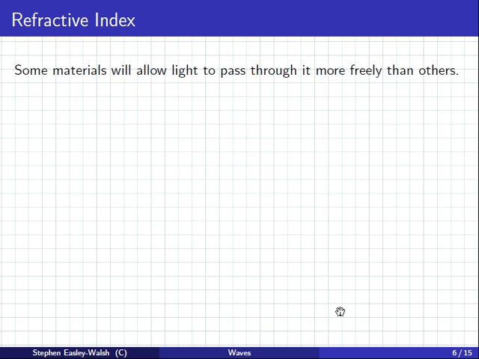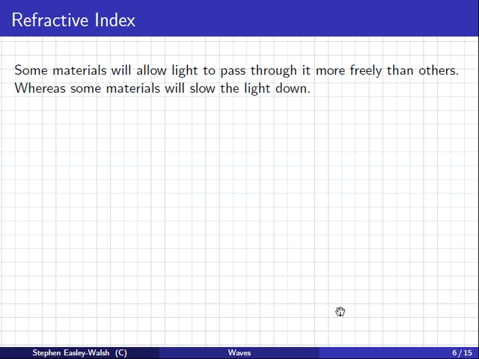Now, some materials will allow light to pass through more freely than others. Obviously, glass lets the light through easily, wood does not. But some materials are even better. So glass maybe is better than water for allowing the light to pass through it. And by allowing it to pass through, I mean at its normal speed. Because that speed I gave you, 3 times 10 to the 8, is only in a vacuum. It'll just be slower in other materials.